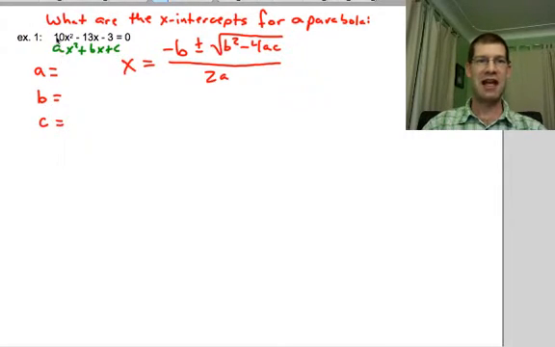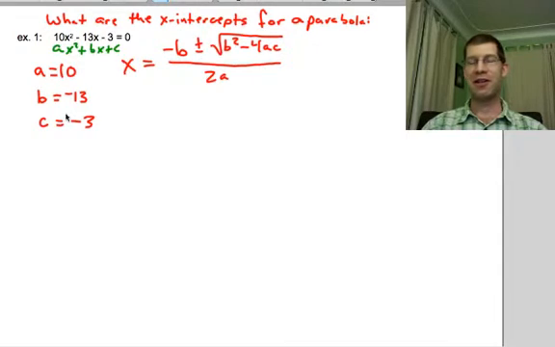So now you see a has to be positive 10. B is kind of the tricky part because it's plus bx, but here we have a minus 13. So b is going to be negative 13. And c then, it's bx plus c, so this minus 3 here is going to be plus a negative 3, so c is negative 3.